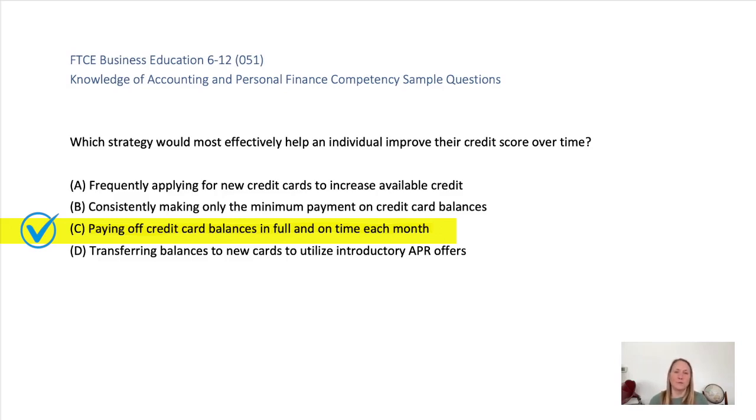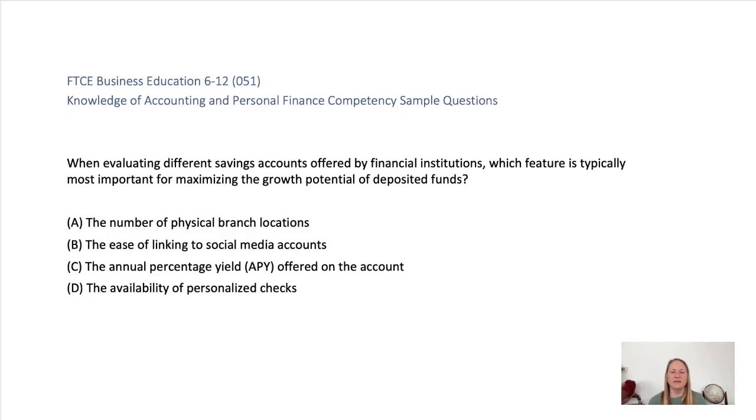When evaluating different savings accounts offered by financial institutions, which feature is typically most important for maximizing the growth potential of deposited funds? A, the number of physical branch locations. B, the ease of linking to social media accounts. C, the annual percentage yield, APY, offered on the account. Or D, the availability of personalized checks.